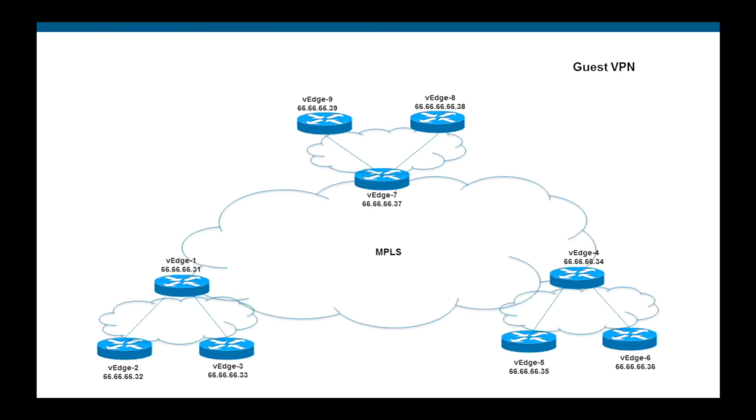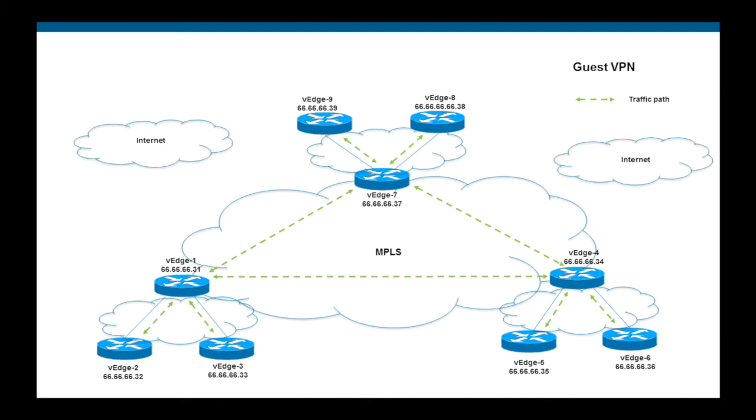The guest segment, on the other hand, will be configured as a regional hub and spoke topology. We will divide the network into three regions, and the VHs in each region would use the hub in that region as an exit point for internet as well as for communication with other regions as shown in the diagram.